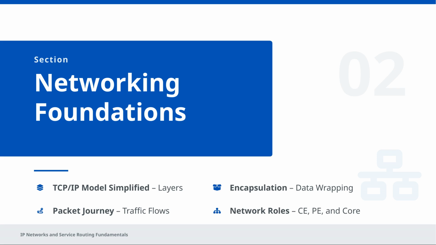Each device along the path does not need to understand the entire conversation. It only needs to understand the information relevant to its role. For example, a web browser sending a request to a website relies on the host operating system, the local network, one or more routers, and the remote server stack. That journey only works because each layer and each device contributes a specific function. To understand that clearly, we next examine the TCP/IP model.